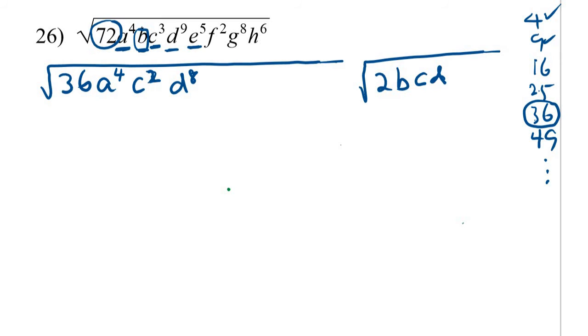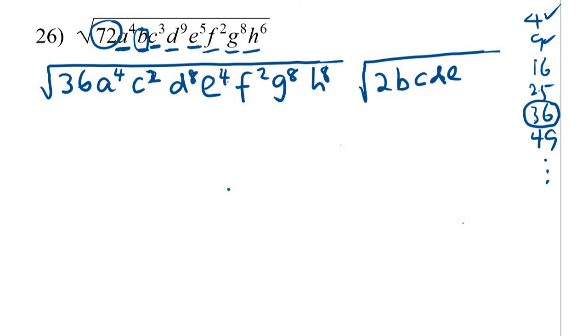There's e to the 5th. So we break it into e to the 4th and another e over there. There's f squared, so it's just f squared. And the g to the 8 is just g to the 8. And the h to the 6 is just h to the 6, because they are all even exponents.